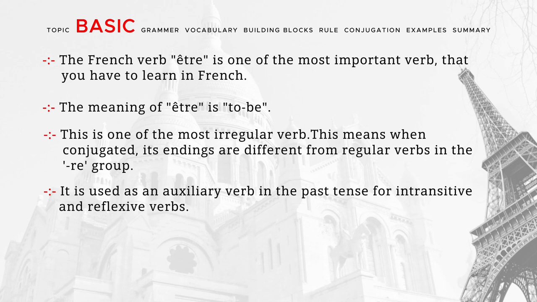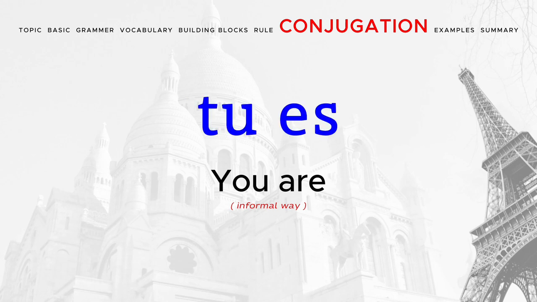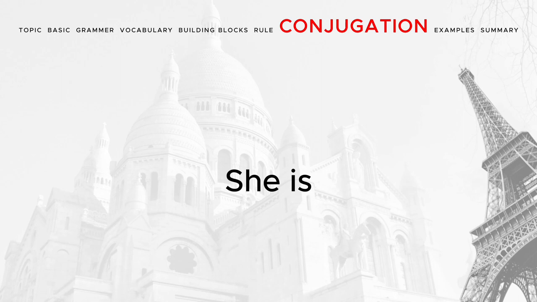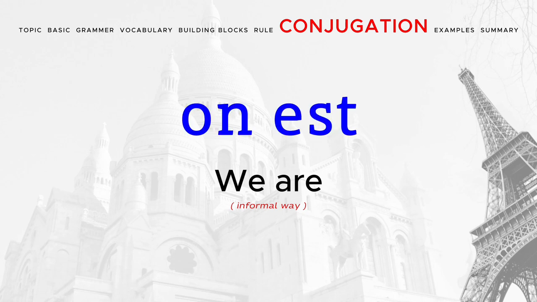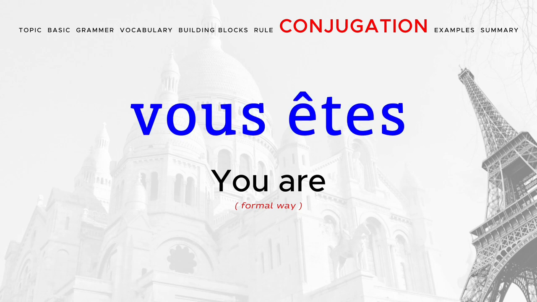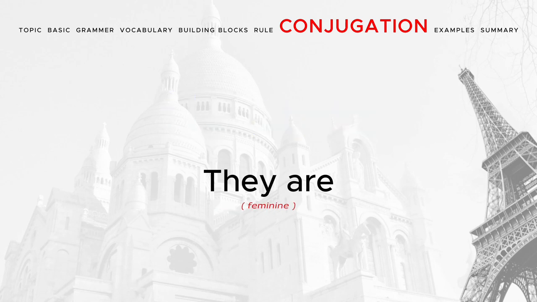So, let's start. How do you say I am? Je suis. You are. Tu es. He is. Il est. She is. Elle est. We are. On est. We are. Nous sommes. You are. Vous êtes. They are. Ils sont. They are. Elles sont. Let's repeat one more time, and then I will teach you some basic rules about pronunciation.